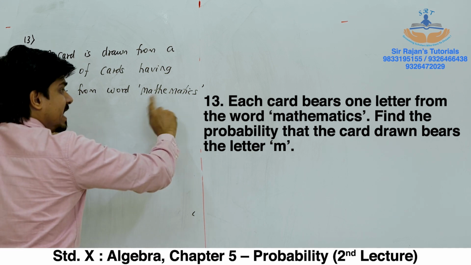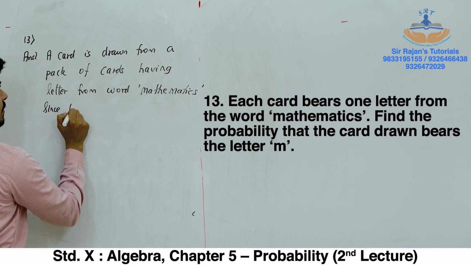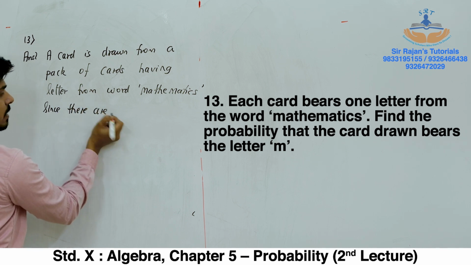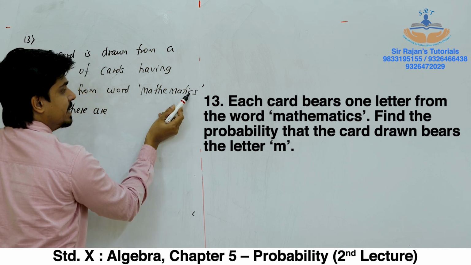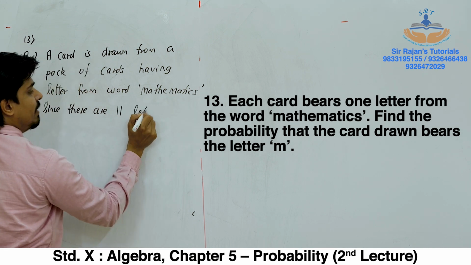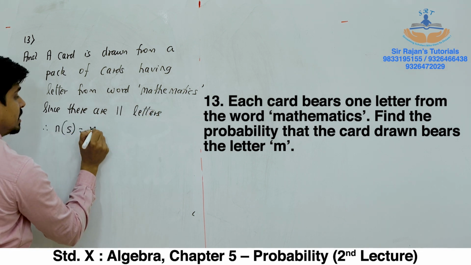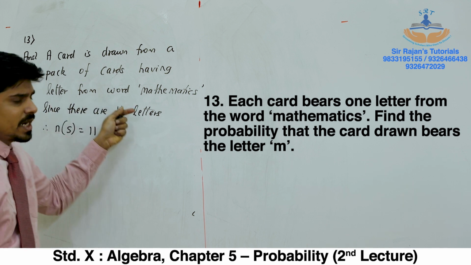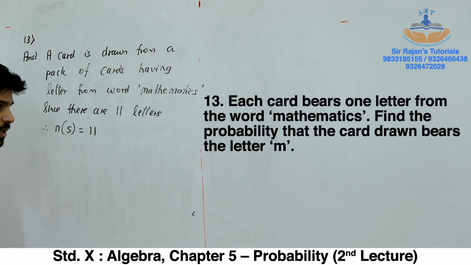You have to use A twice. Clear? So we directly write, since there are, count the number of letters, 1, 2, 3, 4, 5, 6, 7, 8, 9, 10, 11. Since there are 11 letters, therefore N of S will be equal to 11. Obvious. Before that you need to write over here, let S be the sample space. Okay, N of S is 11.